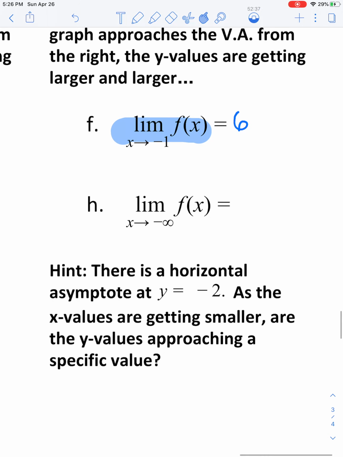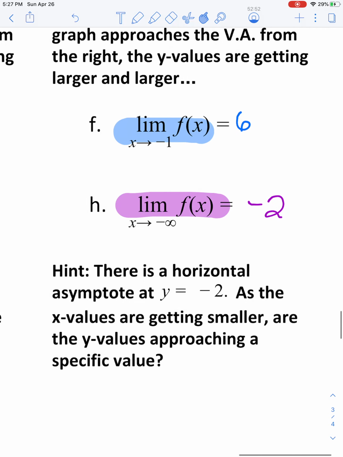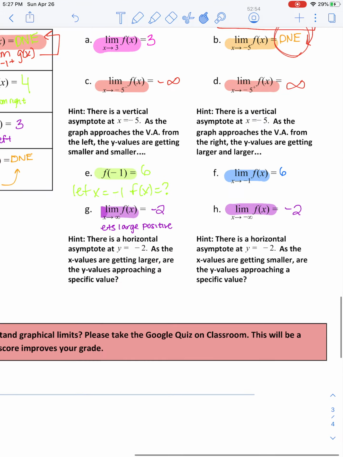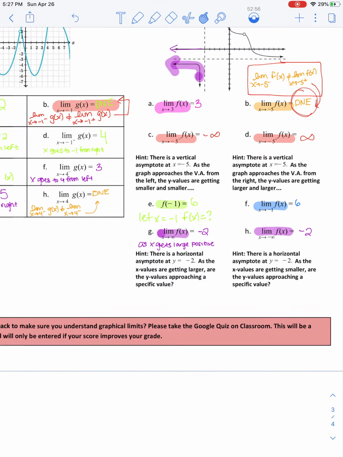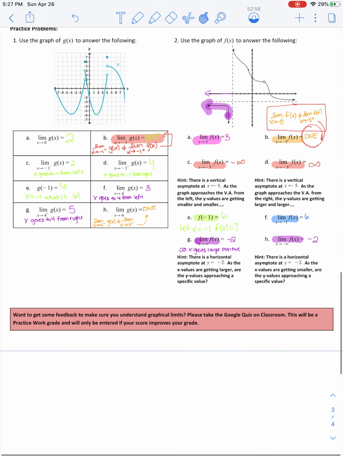So to wrap up this example, we will say that the limit as x approaches -infinity of f of x is -2 as well. And again, there's some information here about that idea of the horizontal asymptote and how that's impacting things. Okay, so I'll post an answer key to these notes as well as these practice problems on Google Classroom.